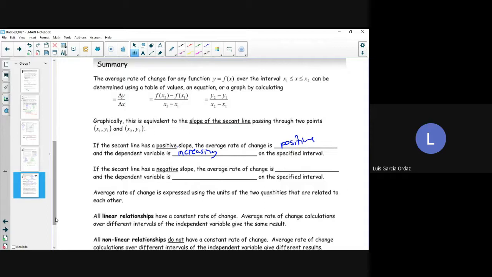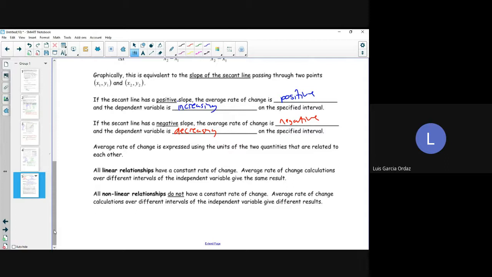If the secant has a negative slope, the average rate of change is negative, which means that the dependent variable is decreasing on the specified interval. The average rate of change is expressed using the units of the two quantities that are related to each other, and all linear relationships have a constant rate of change. Average rate of change calculations over different intervals of the independent variable give the same result. If it's non-linear, they do not have a constant rate of change. The average rate of change changes over different intervals.